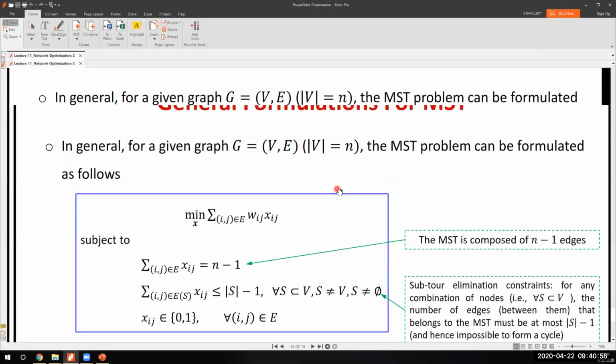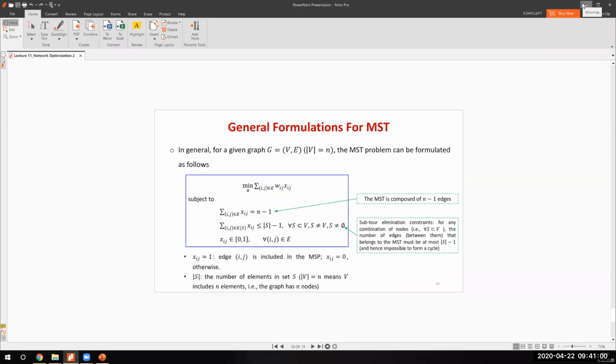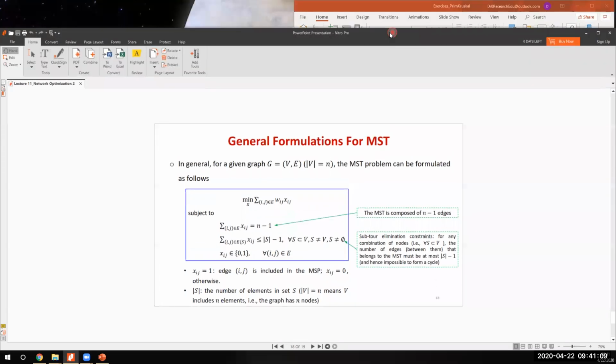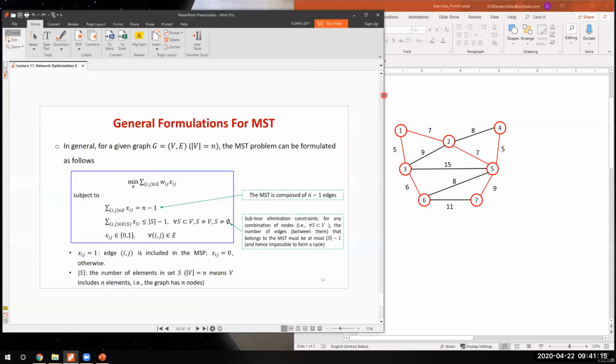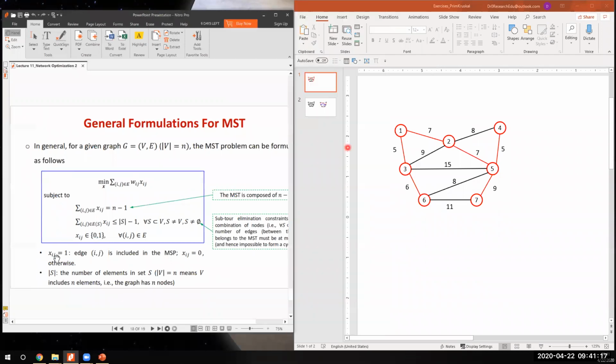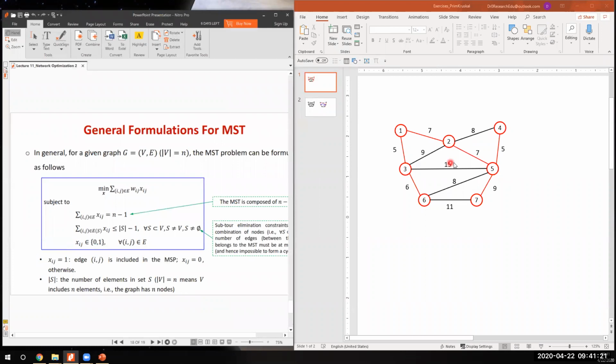By the way, I forgot to interpret this constraint. So first of all, the first constraint guarantees that the total number of edges included in the minimum spanning tree must be n minus 1. This is the meaning of the first constraint. This is very simple to understand.